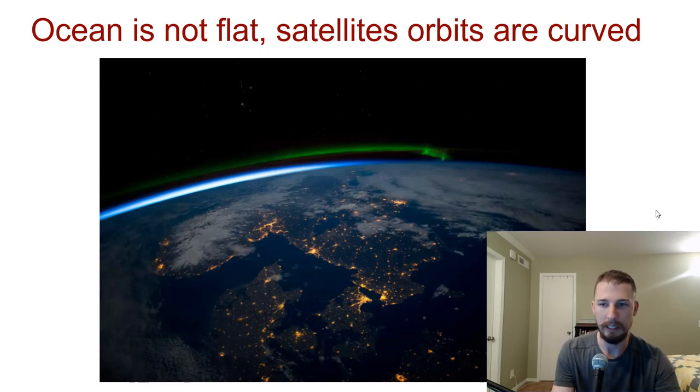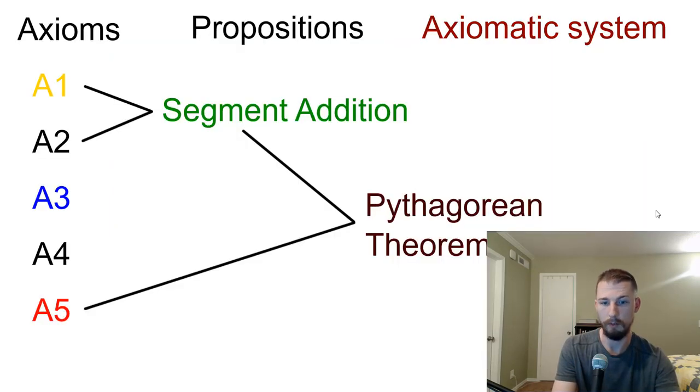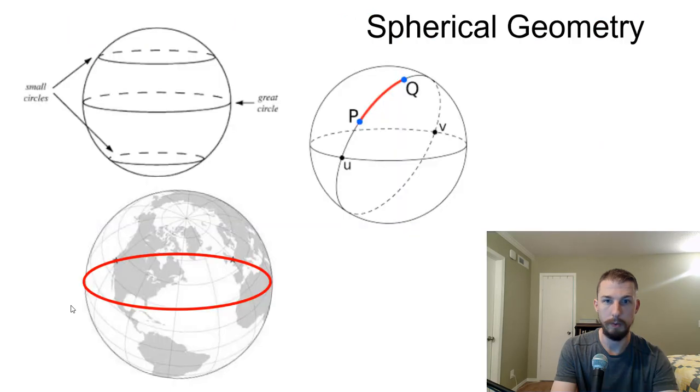But satellites' orbits as well are curved. They don't travel in straight lines. So there is actually use for non-Euclidean geometry. There are times when we want to look at lines that are curving and planes that are not necessarily flat. So there are times when we deny the parallel postulate, essentially, and we have this totally different geometry, which is called non-Euclidean geometry. And it is really, really dope.